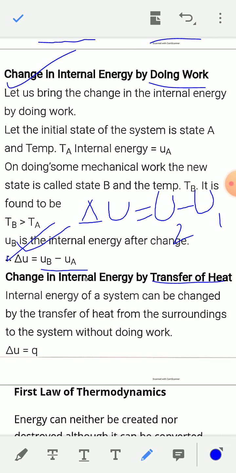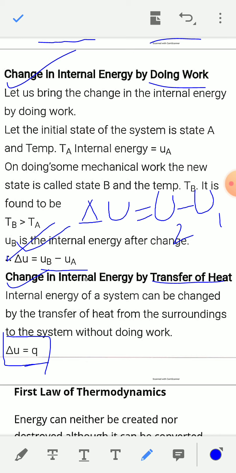This is the change in internal energy. Okay, and now change in internal energy by transfer of heat. Internal energy of a system can be changed by transfer of heat, or by doing work. By transfer of heat from the surroundings to the system without doing work, you can also change the internal energy of the system. If you are not doing any work on the system, then the change in internal energy is equal to the heat supplied to the system, that is delta U is equal to Q.